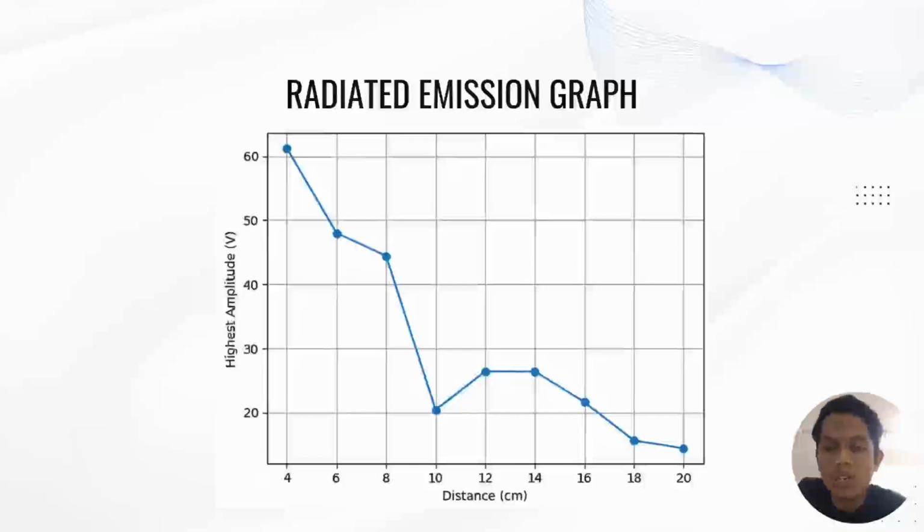So, the radiated emission graph. This graph shows the highest amplitude in voltage versus the distance in centimeters. For this graph, we start from 4 centimeters until 20 centimeters. Based on the graph, we generally observe that the highest amplitude decreases as the distance between the radiation source and the plate increases. The highest amplitude was recorded at a distance of 4 centimeters, at 61 volts, indicating that a very close distance results in much stronger electromagnetic radiation exposure.